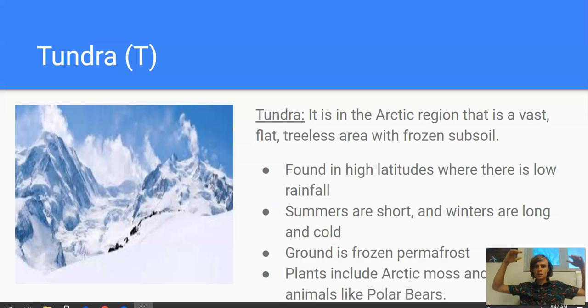These are found in the super high latitudes, both north and south, where there's little rainfall but lots of snow near the poles. The plants include Arctic moss, and animals like polar bears, also penguins living in the South Pole. That would be the tundra ecosystem.